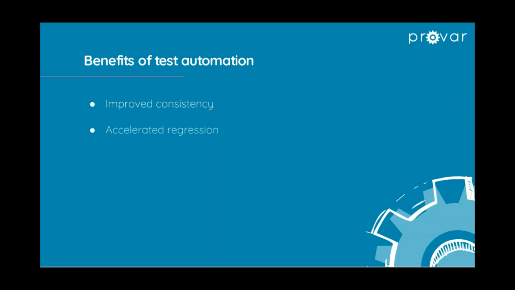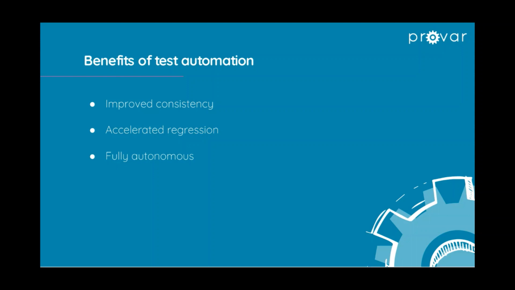And the next point here is an accelerated regression cycle. So the idea of test automation should lend to the fact that we now have the same amount of test cases being covered in each release cycle, and we can get more development done because we're doing it in a repeatable process in terms of our testing.